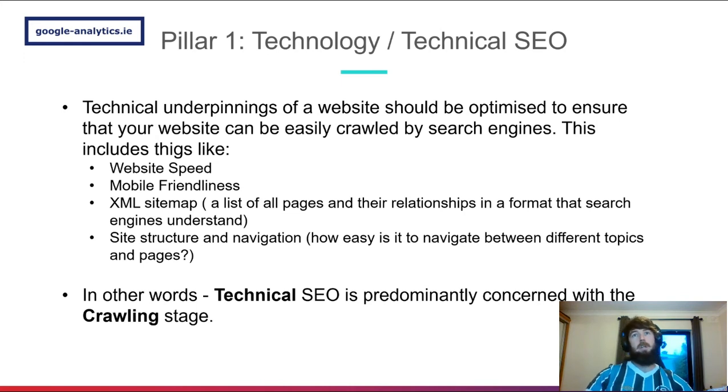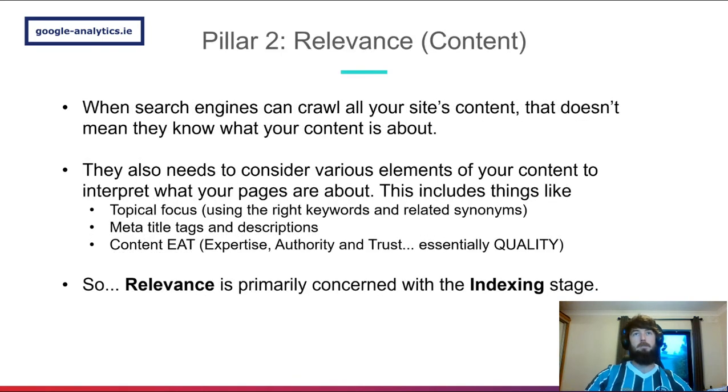The technical underpinnings of a website should be optimized to ensure that your website can easily be crawled by search engines. This includes things like website speed, making sure your website is fast, making sure your website is mobile friendly. XML sitemaps, which I've already mentioned, should be included to allow crawlers to more easily crawl and understand your website. And your site structure and your navigation should be logical, and it should be easy to navigate between different related topics and pages. In other words, technical SEO is predominantly concerned with the crawling stage. It's about making your site technically sound so that the search engine crawler has no problem crawling it.